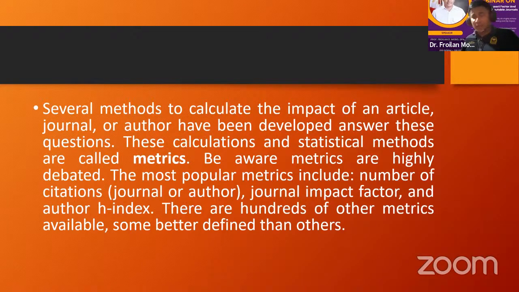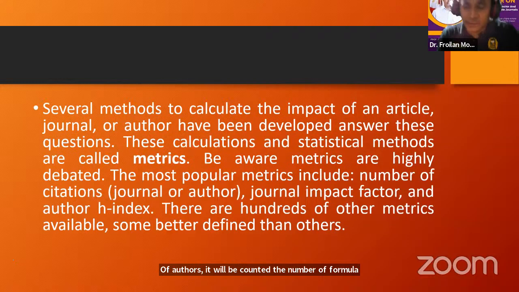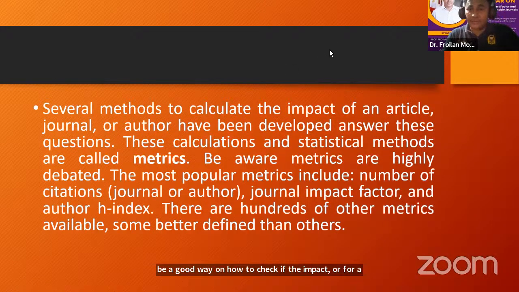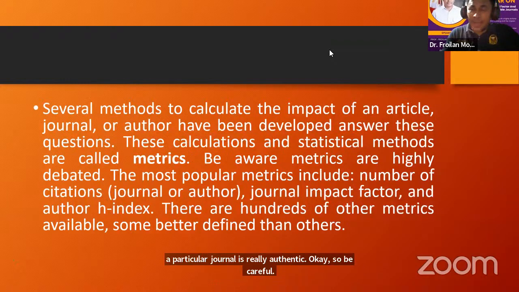So we are talking about the number of citations and the h-index and the i-index of authors. They will be counted by combining the number of citations in a formula. So that would be a good way to check if the impact factor of a particular journal is really authentic. Okay, so be careful when looking for a journal that displays an impact factor.